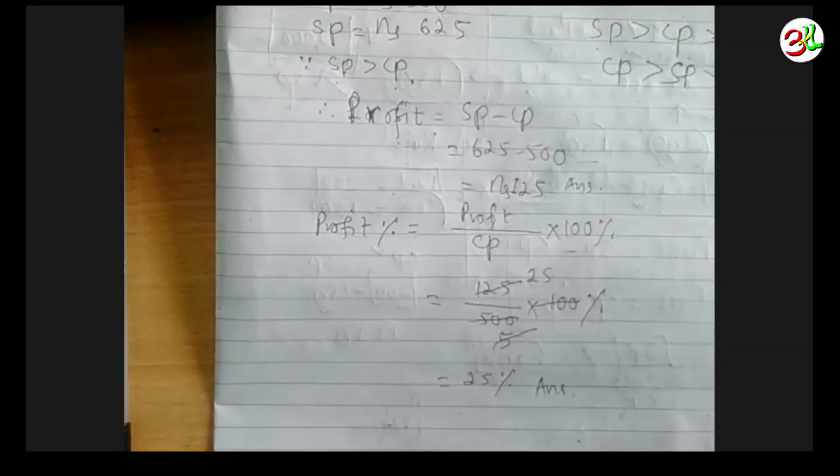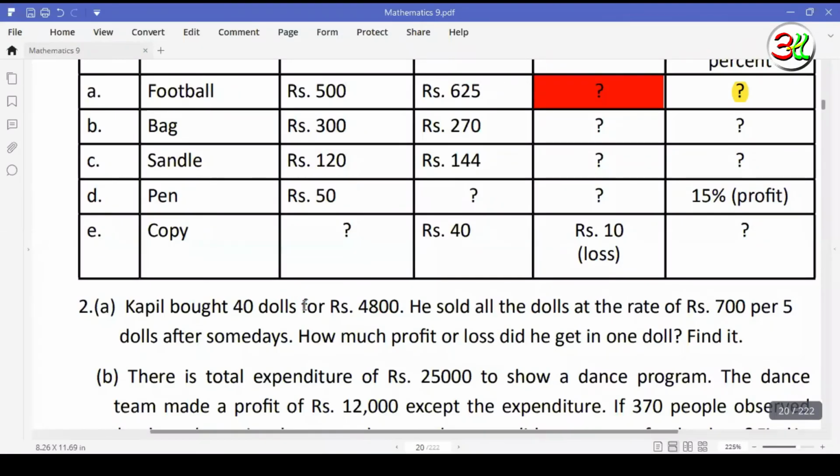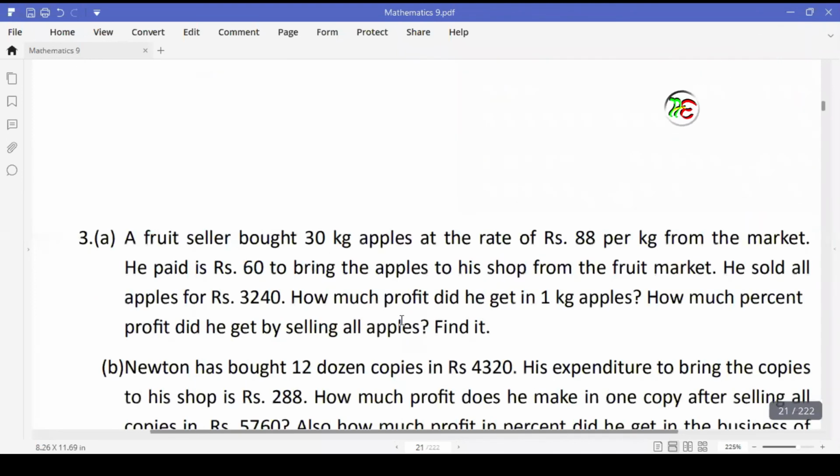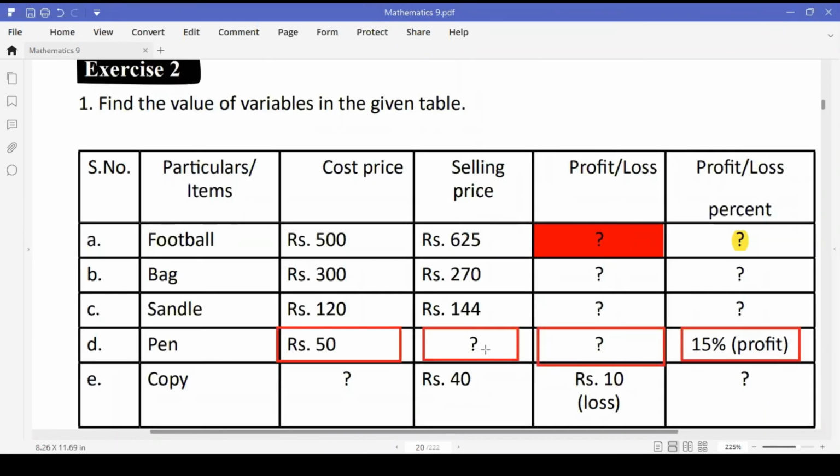So your homework is question number 1, all parts. Question 2 I will discuss tomorrow. Just do it, you will know this one. If there is any problem, then tomorrow I'll help you. Is it clear? Yes, sir. Okay, this much for today.